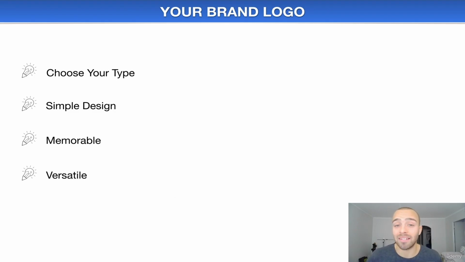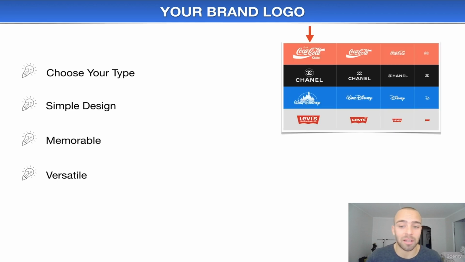Versatile. This is very, very important as well. If you look on the screen right now, we're having 4 different companies. First one would be Coca-Cola, Chanel, Walt Disney, and Levi's. This is huge corporations, right? Huge brands. What they have done is they have one main logo, as you can see where the arrow is pointing at, like down that row. So we're having their logo and we're having their names as well. Then you can scale that off depending on the size of your products or services.